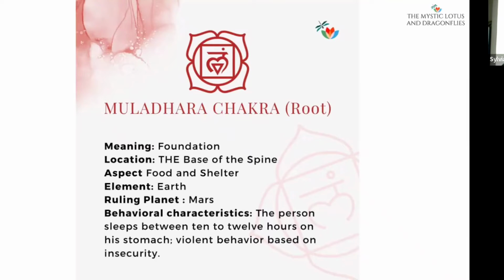How do you see the behavior of a person with this root issue, how do you pinpoint it? This person sleeps between 10 to 12 hours, on the stomach, with violent behavior based on insecurity. Which age group sleeps 10 to 12 hours? Normally the younger years, yes, absolutely, so 1 to 7.